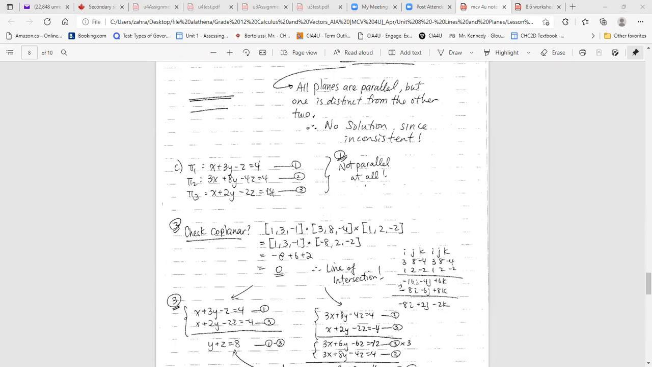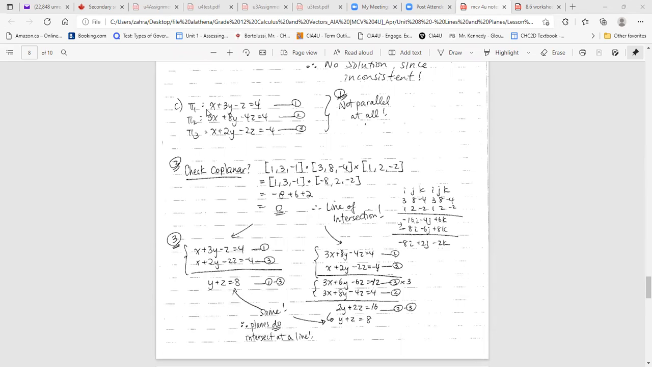Here is another example. We want to take the first one, second one, third one. We want to see if they are parallel. If they are not multiples of each other, if you multiply this one by 3, you won't get the second one. And the first one and third one are not the same. None of them is a multiple of each other. So not parallel. So we want to check if they are coplanar or not.